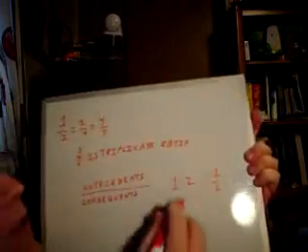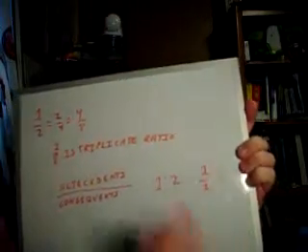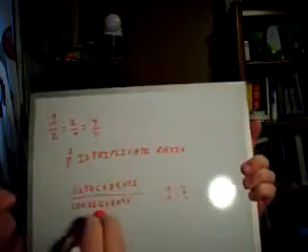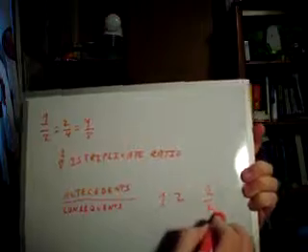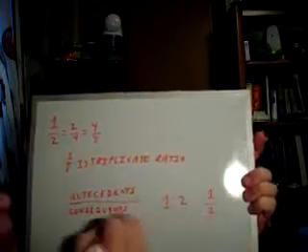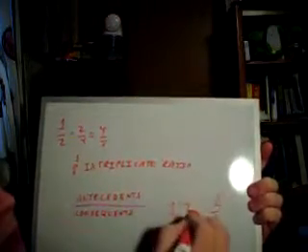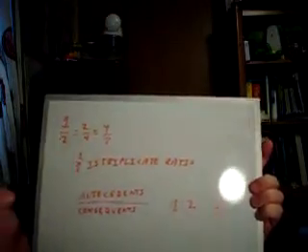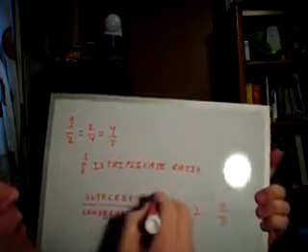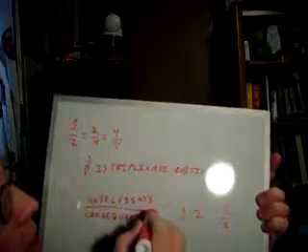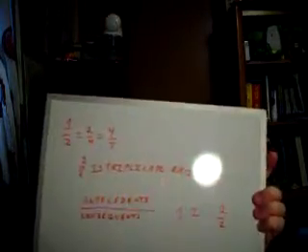Okay? So, antecedents are the first number. Here's the first number here. Here's the first number here. Consequence, here's the first number here, and here's the second number. It's the second number. This is the second number here, and here's the second number, and here's the second number. So an antecedent is the first number in a ratio. The consequence is the second number in a ratio.